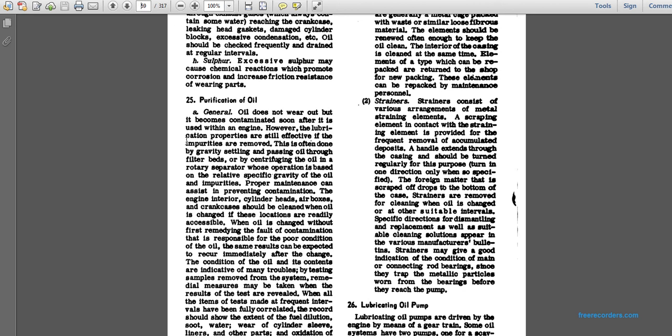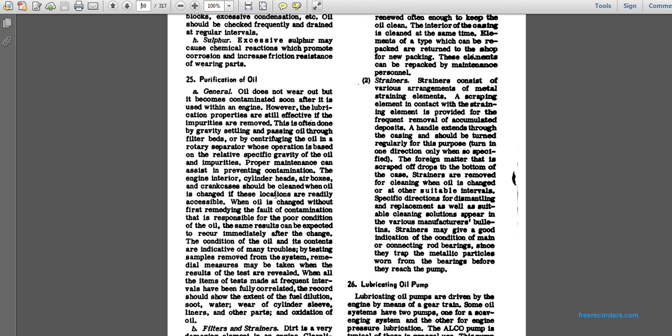Proper maintenance can assist in preventing the contamination of the engine interior. The cylinder heads, air brakes, and crankcase should be cleaned while oil is changed, at locations readily accessible. When the oil is changed without first remedying the fault responsible for the contamination, the same results may be expected to recur immediately after the change. The condition of the oil is indicated by testing samples removed from the sample system, and remedial measures must be taken when the result of the test is revealed.